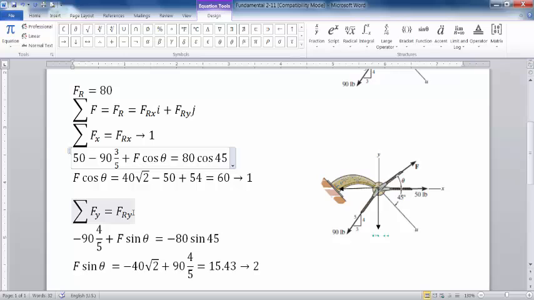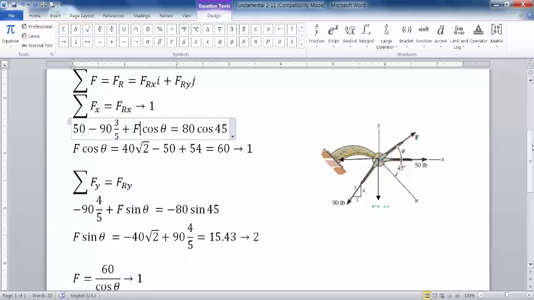Now we're gonna go to the y-axis, the resultant and the forces in the y-axis. Same thing for the 90, which will be multiplied by 4 over 5. The 4 is parallel to the y. It's gonna go with the negative because it's going in the negative axis. Plus F multiplied by sine theta, which is in the y-axis, positive. Equal to the resultant, we have 80 sine 45 in the negative axis because it goes down.